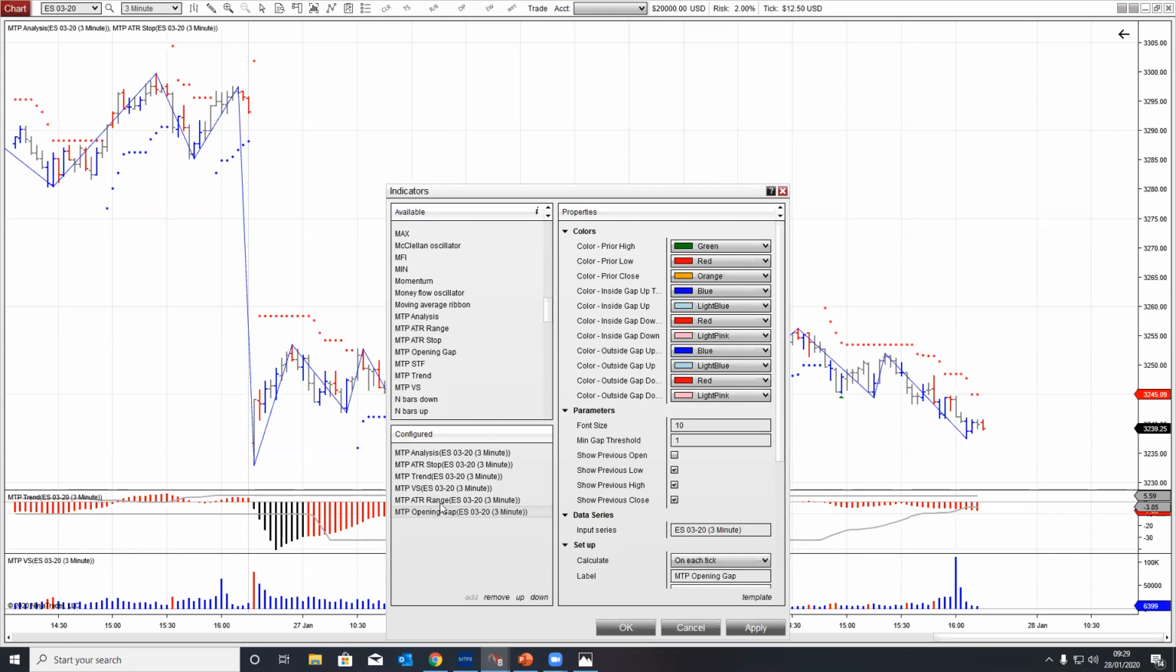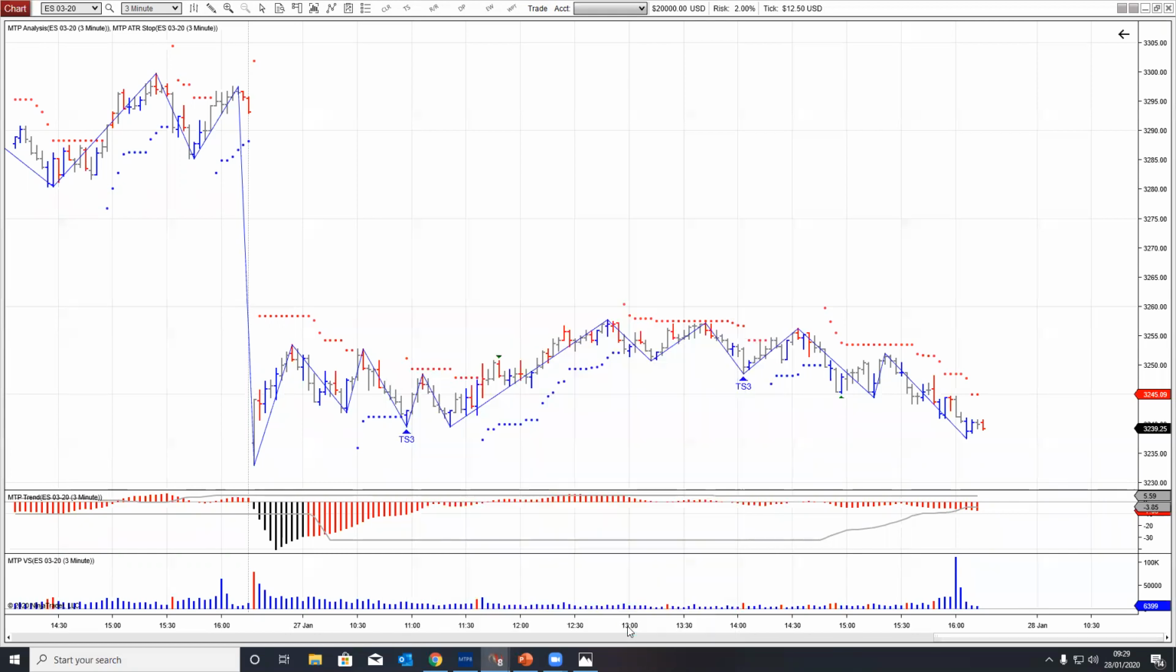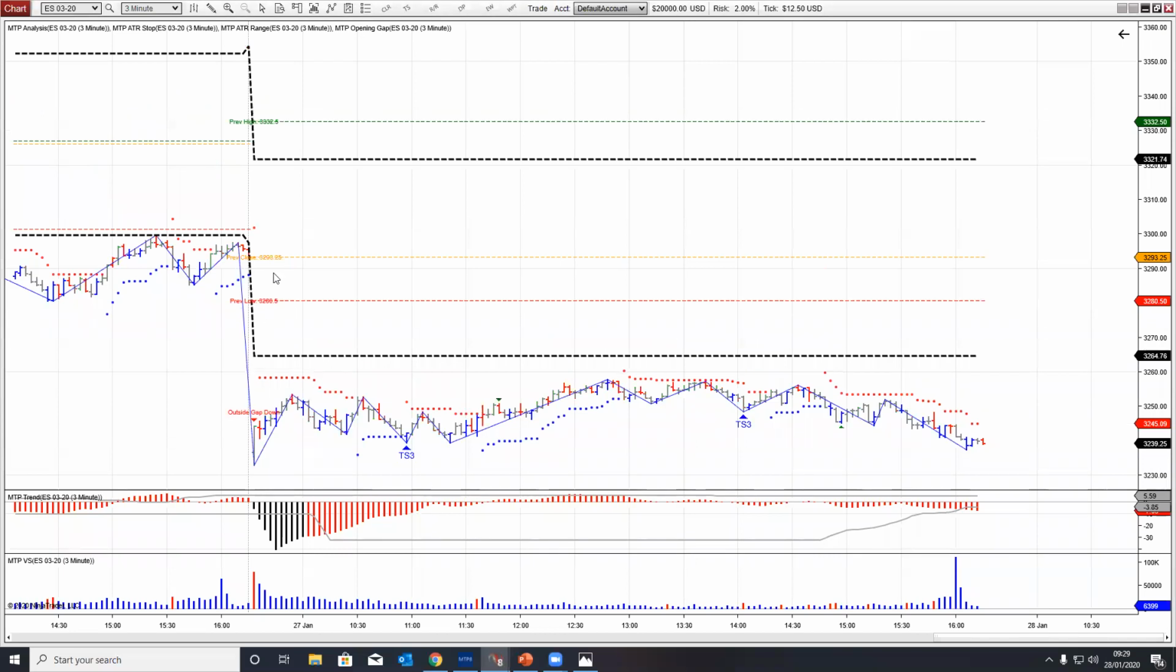I don't tend to use these myself because you see this from my analysis. What you get here is you can get two lines.